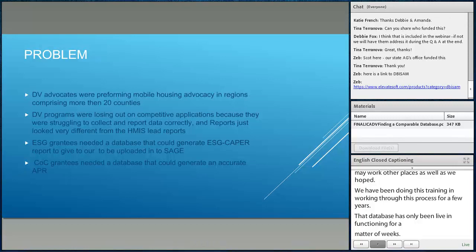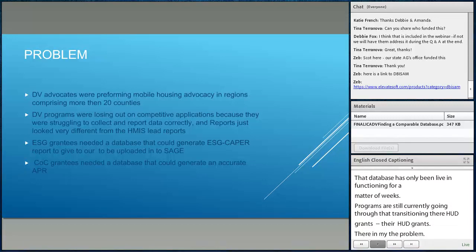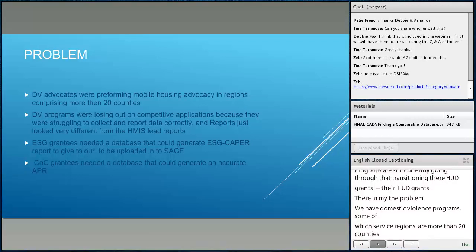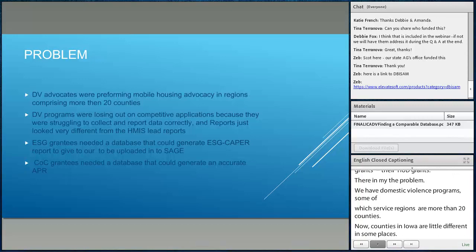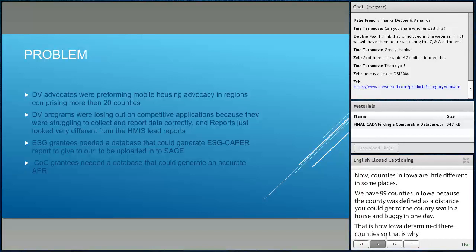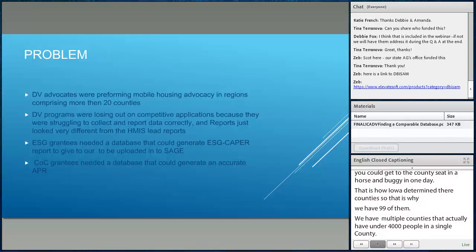We have domestic violence programs, some of whose service regions are more than 20 counties. Now, counties in Iowa are a little different than some places. We have 99 counties in Iowa because the county was defined as a distance that you could get to the county seat in a horse and buggy in one day. That's how Iowa determined their counties, so that's why we have 99 of them. And we have multiple counties that actually have under 4,000 people in a single county. And as Scott said, 25 counties in the state have less than 10,000 people. So that's really situations where everybody knows everybody and everybody's in everybody's business.